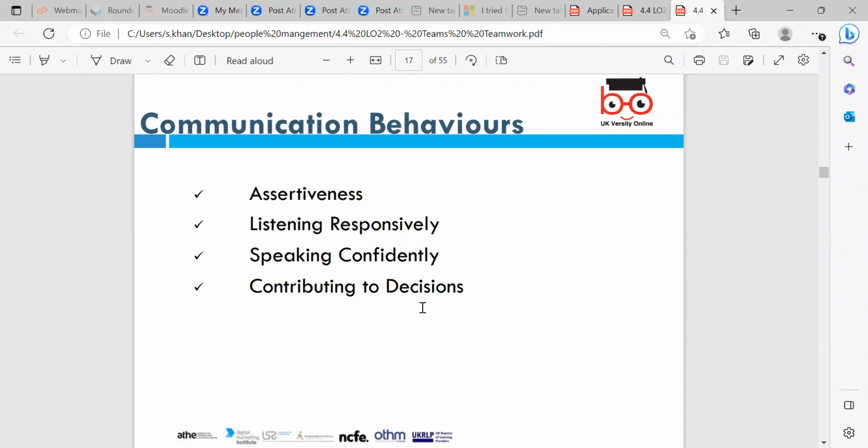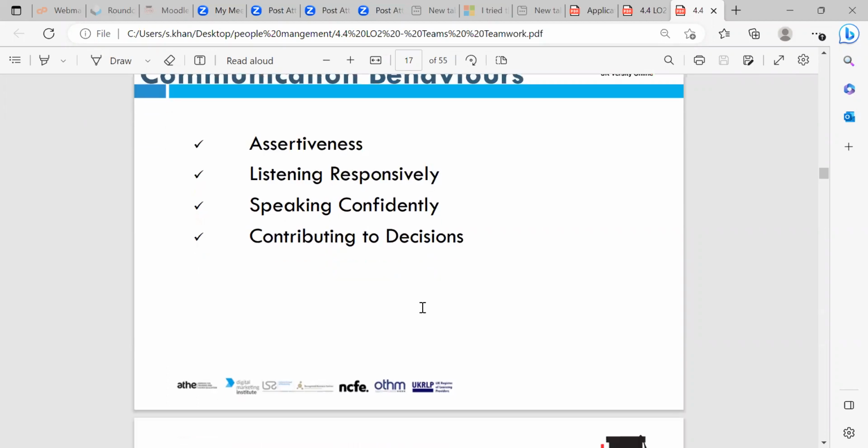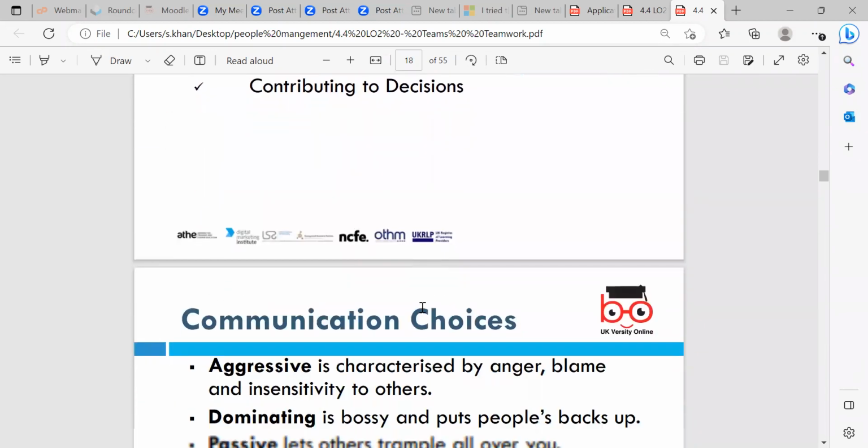Speaking confidently, that's important, because you need to be able to show that you know what you're doing, and that you're confident in doing it. Contributing to decisions, so any decisions that come up with any other team members, you're able to contribute and able to advise, give recommendations, because it's really important.